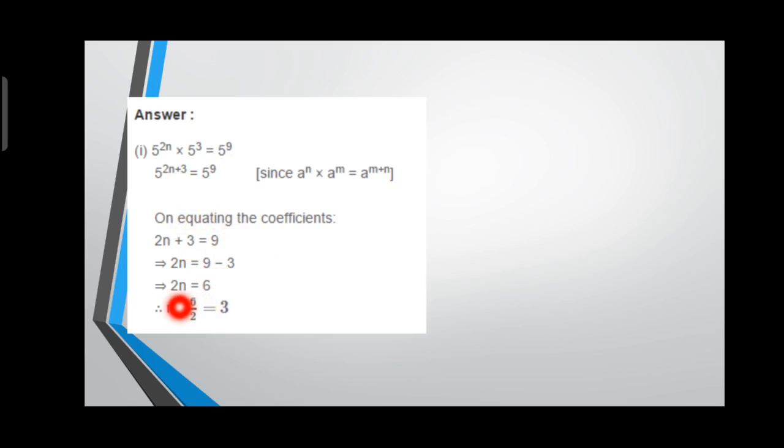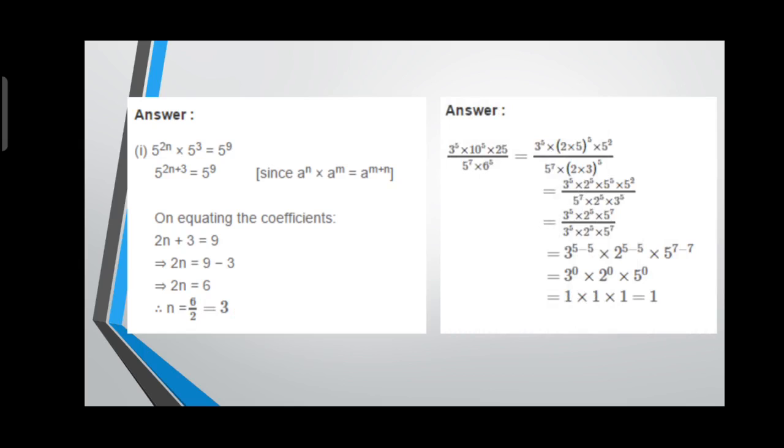So we have to find the n value. We are transposing this 2 to the right hand side. So this multiplied 2 can be written as divided by 2. So 6 divided by 2 is equal to, if you simplify, 3. So the final answer of n is equal to 3. Understood children? Let me show you another example.